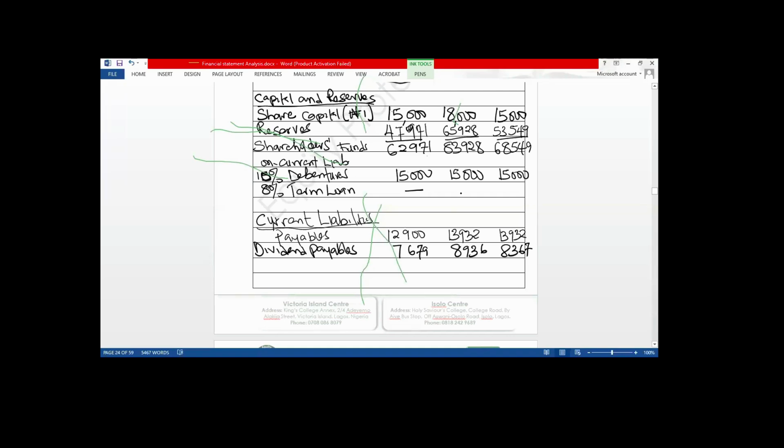If the expansion is financed by rights issue, then the term loan will not affect the 2018 year. But if the expansion is financed by debt, the term loan will affect us here. That is new debt finance, term loan.